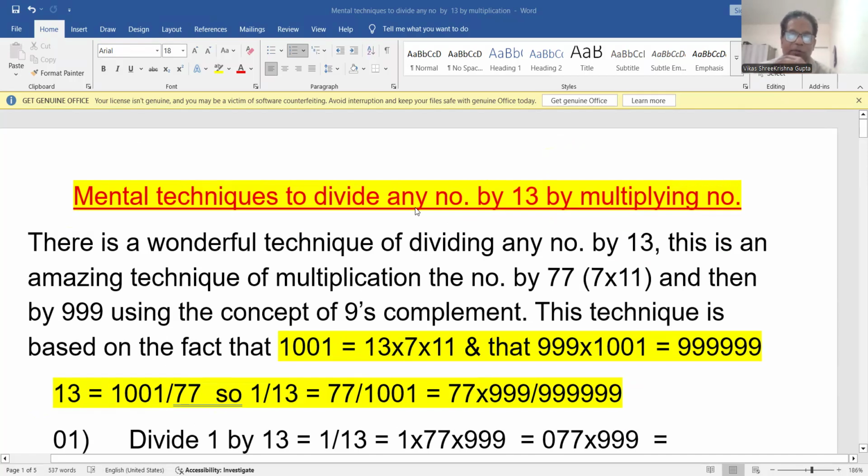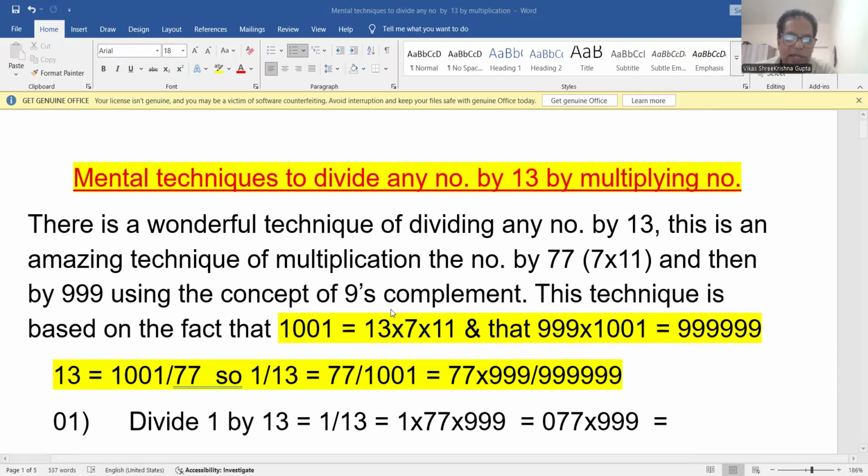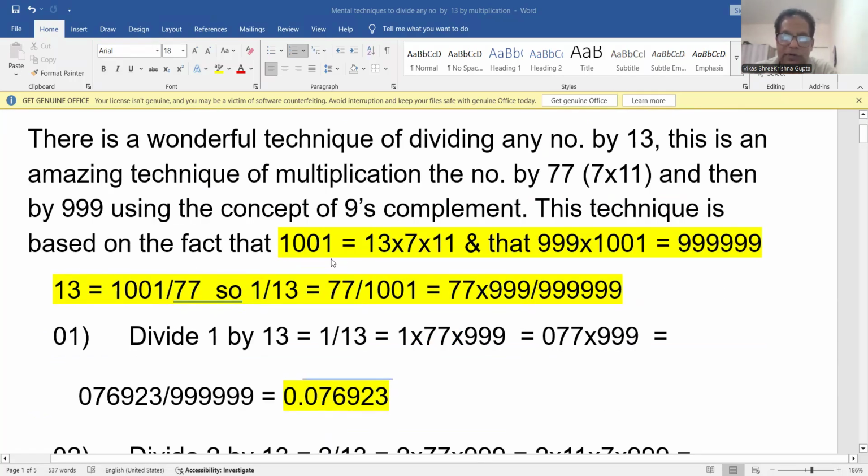Yes. So this is the technique I'm showing you to divide any number by 13 and by 7. Both these techniques of division by 13 and 7 are based on the concept that 13 into 7 into 11 is equal to 1001. Remember this: 13 into 7 into 11 is equal to 1001. And also 999 into 1001 is equal to 999 repeated. When you multiply any three-digit number, say 456, by 1001, you get the same number repeated two times. So 456 into 1001 is equal to 456456. When you multiply any three-digit number by 1001, the same number is repeated two times.